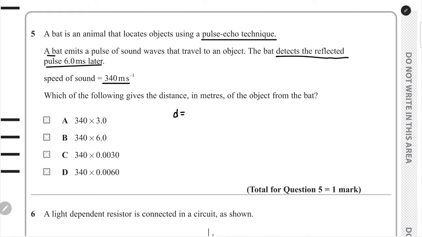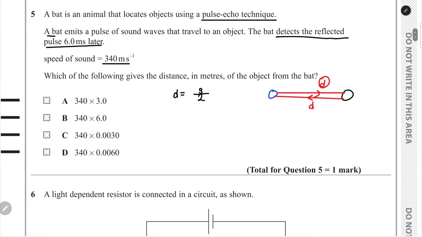The distance will be half the distance covered by the light, or sorry, the sound. The bat is releasing a sound from here and the object is over here. For the sound to go and come back to the bat, it will first go to the object, so it will cover the distance d once, and then it will return to the bat, so it will cover the distance d twice. So the value of d will be half the displacement of the sound. Sorry, not the displacement, the distance traveled by the sound. The displacement would be 0.